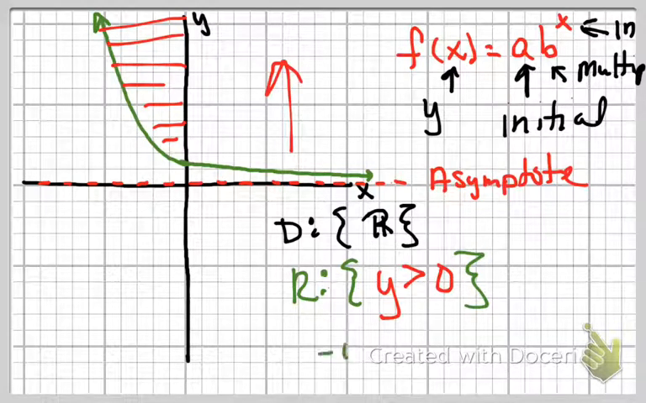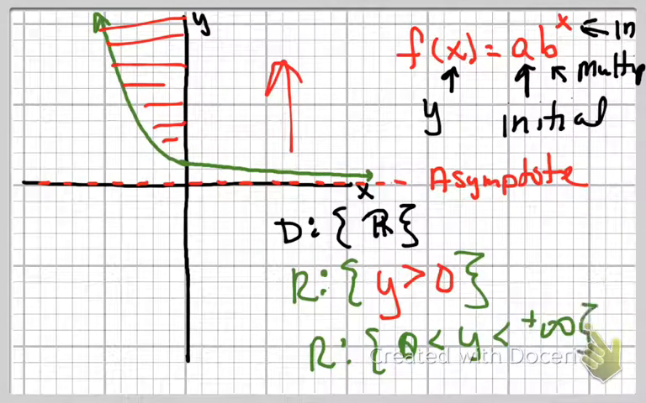We could also, like we've talked about before, write the range like this. We always have to put the smaller one first, and the smaller one is 0. So it'd be 0 is less than y, which is less than positive infinity. That's another way you could write it.